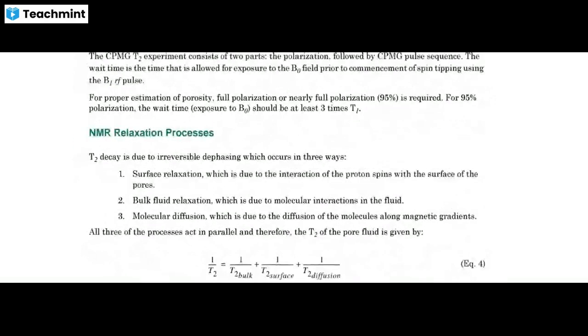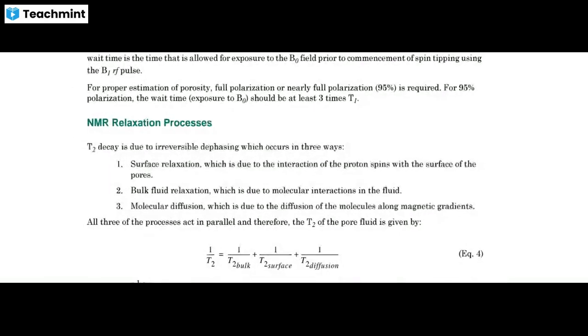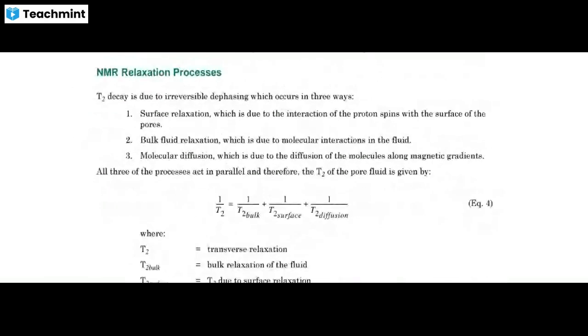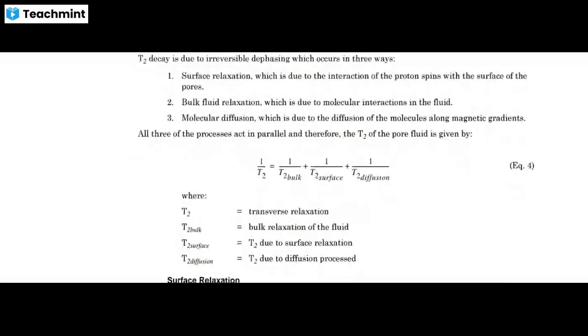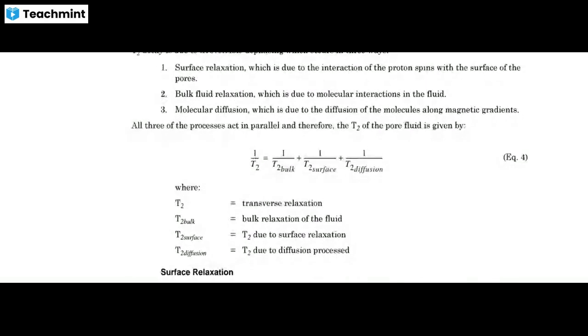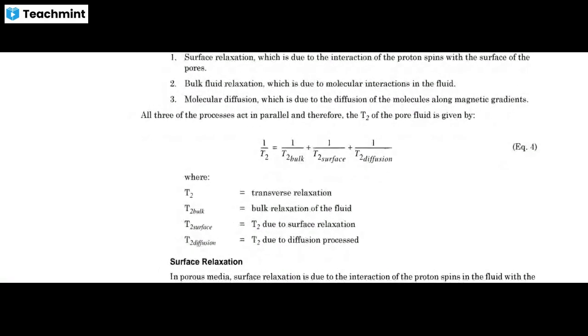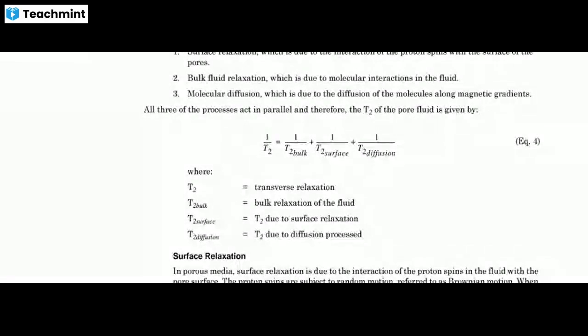So now the NMR relaxation process T2 decays in several ways: surface relaxation, bulk fluid relaxation, and molecular diffusion. All these processes act in parallel, and therefore the T2 of the pore fluid is given by 1 by T2 equals 1 by T2 bulk plus 1 by T2 surface plus 1 by T2 diffusion. So transverse relaxation T2 is due to bulk relaxation of the fluid, surface relaxation T2 surface and T2 diffusion.